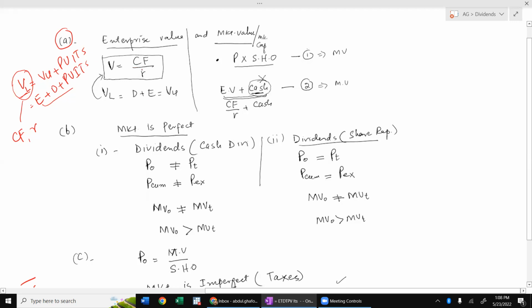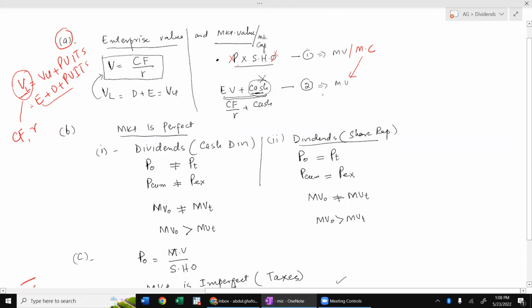Number two is market value. In the market value, we calculate the market value, which is also called market capitalization. This is equal to price multiplied by shares outstanding. Sometimes we are not given shares outstanding or price, so what is the other way we can calculate the market value of equity or market capitalization?